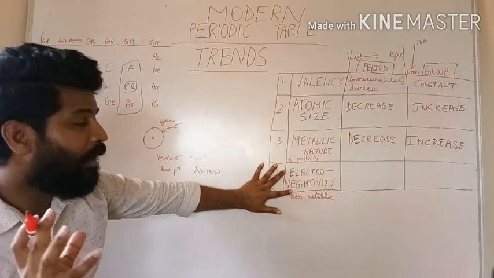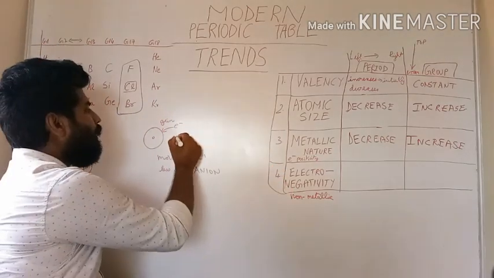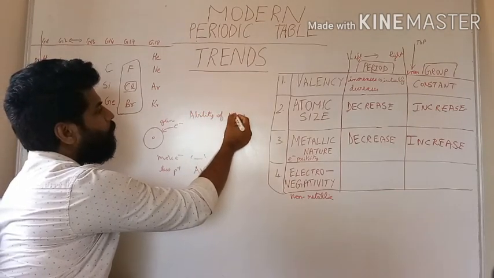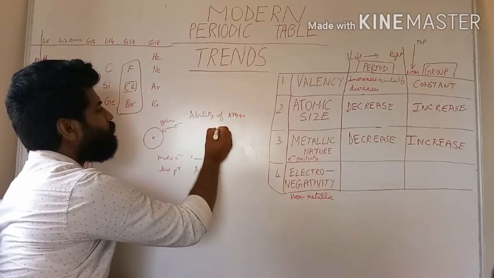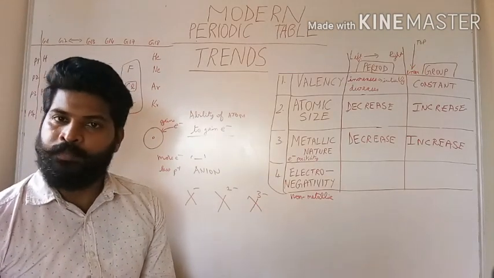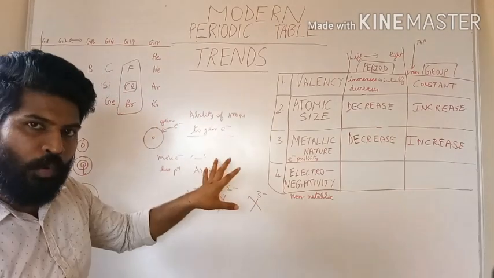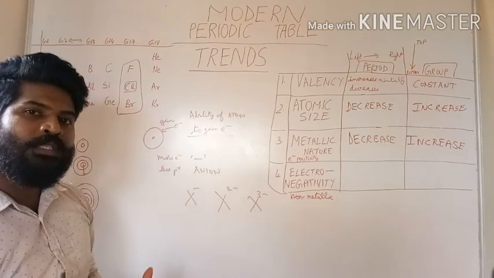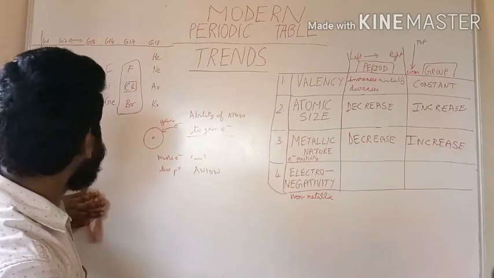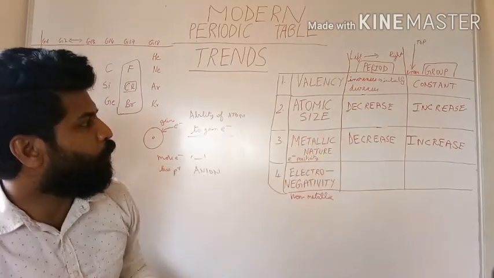So how do we define electronegativity? In simple terms, electronegativity is nothing but the ability of an atom to gain electrons. Now, which kind of elements will gain electrons? It is very obvious, it is the non-metals, because metals will lose electrons, electropositive. Non-metals will gain electrons, electronegative. So, let us see how this trend occurs in a period and in a group.